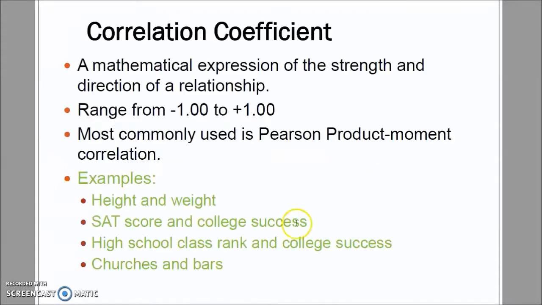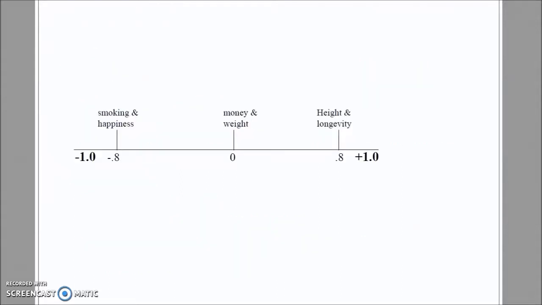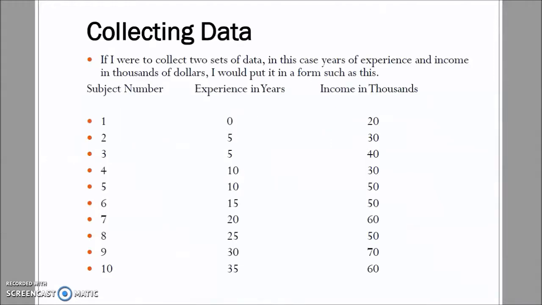If I go back, here are some examples: high school class rank and college success, SAT scores and college success, height and weight. As you are looking for your research topic, think about your variables. Is it a single variable? Is it a bivariate variable? What kind of data set is that?